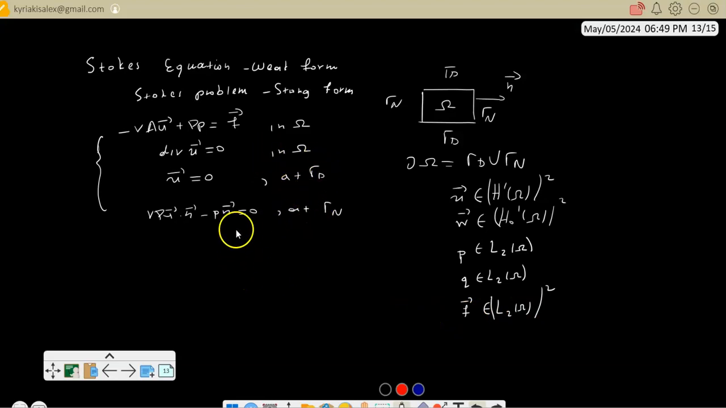So using this data, we will obtain the weak formulation of the Stokes equation. We will obtain the saddle form, and then we will give the discrete analog for this problem. Here nu is the kinematic viscosity of the fluid, u is the velocity of the fluid, and p is the pressure. So minus nu Laplacian of u plus the gradient of p equals f.